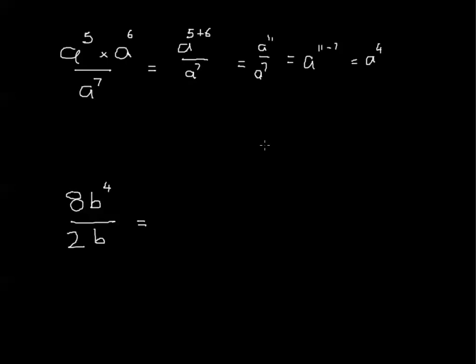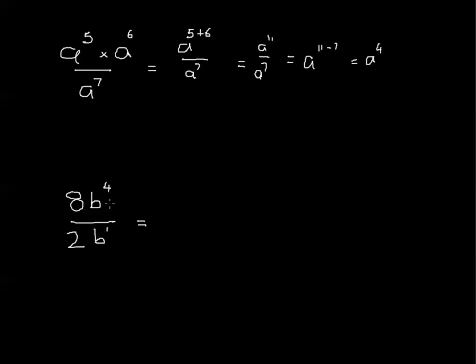Now this last one here, what we'll see is that we've got whole numbers in here. So we've got 8b to the power of 4 divided by 2b. And as again, you'll see there's no power, but the same thing with letters, we can actually just say, well, b is actually to the power of 1. It means the same thing as just writing b.